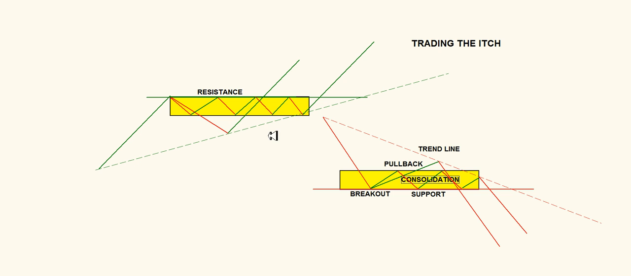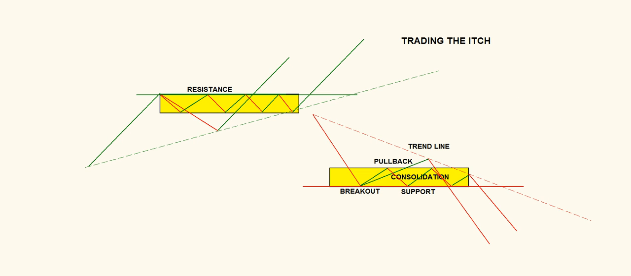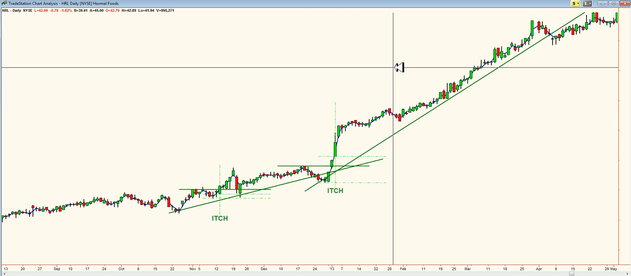So without further ado, let's take a look at how a few of these work within the charts. First here is Hormel, HRL. You can see the elements of our trading strategy. We've had a breakout in a trend. Actually came back and tested that trend in this case and continued to head higher, pulled back again, broke out of some resistance levels here again, had a nice itch and had a nice run here.